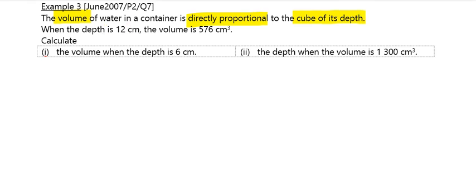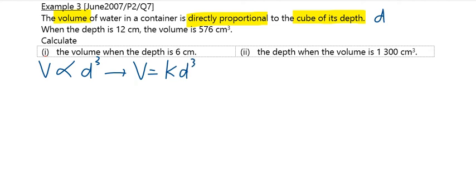So let's choose what you're going to use for your volume and depth, I mean the variable. Let's say I consider V for the volume, right? And directly proportional, of course, the symbol, and cube of its depth. Let's say depth is small d, so cube of depth is d cubed, right? So you have V equals, don't forget your constant of proportionality, k times d cubed.